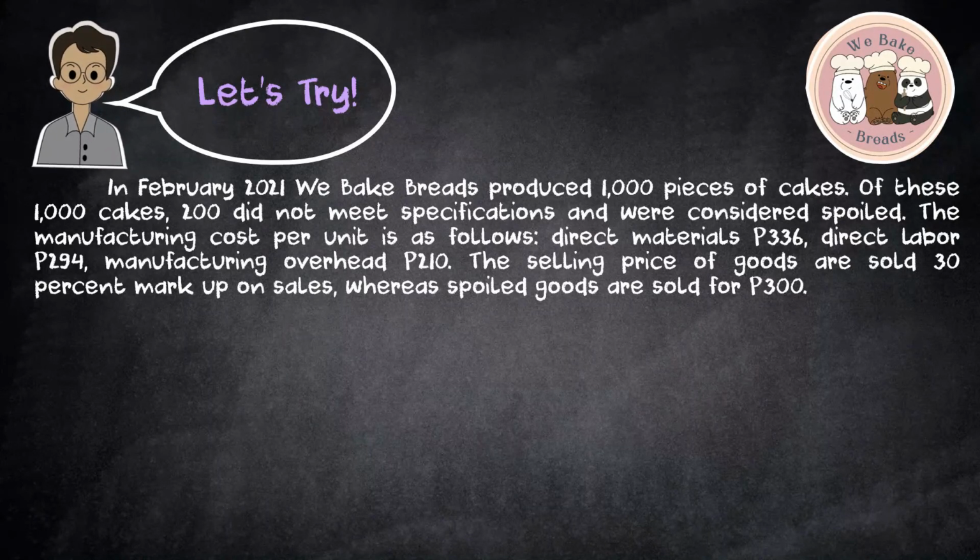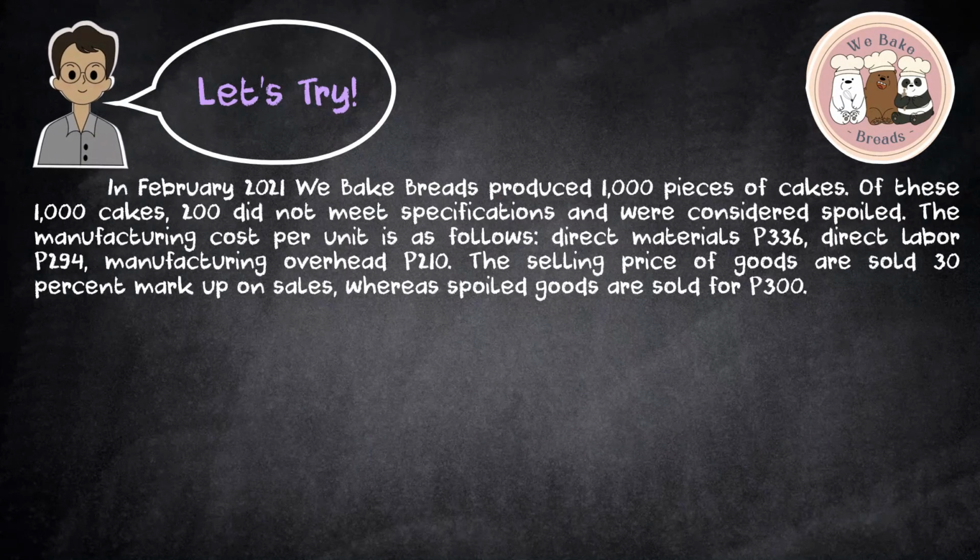So, ang direct materials namin is 336 per unit. So, andyan yung flour, yung cost ng sugar, and such. Ang direct labor cost per unit naman namin is 294. So, kasama naman dyan yung mga sweldo ng mga bakers namin, ganyan. At ang lastly, ang manufacturing overhead namin is 210 per unit. So, andyan naman yung mga expenses na na-incur namin for the whole production process.